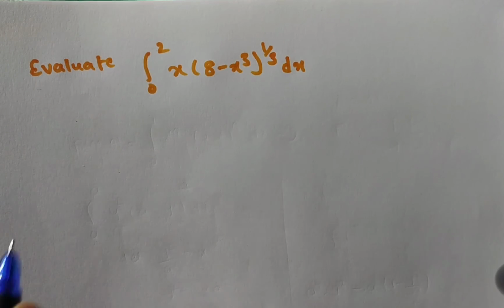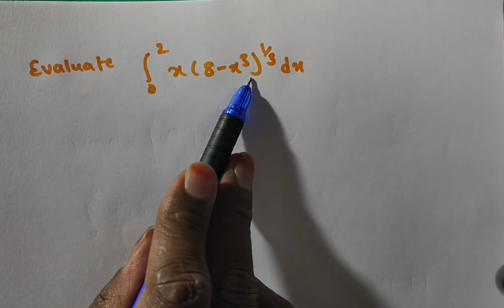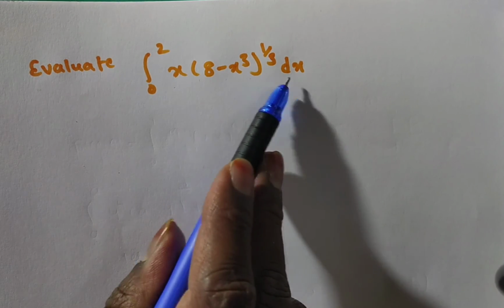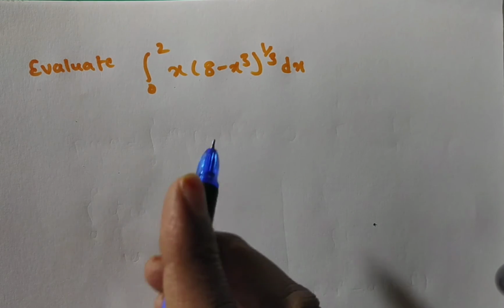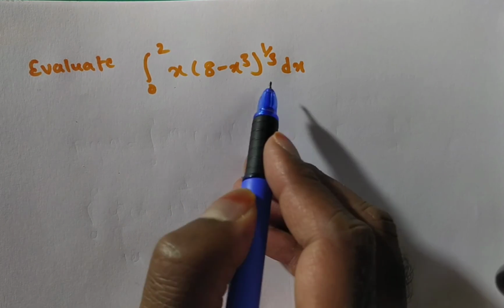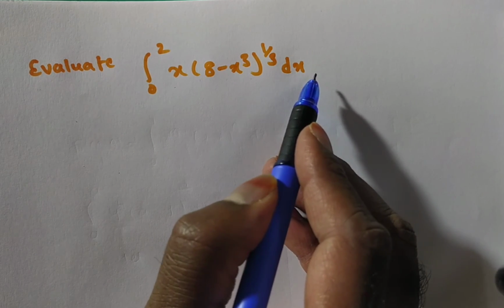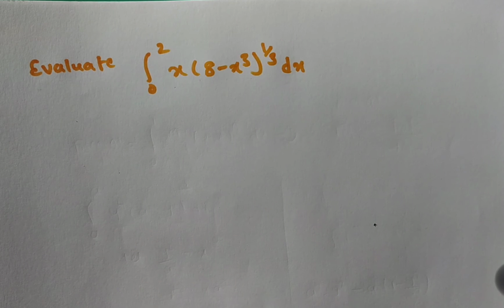Next we will discuss: evaluate the integral from 0 to 2 of x times (8 minus x cube) whole to the power of 1 by 3 dx. Friends, this is also a similar problem. So what we have to do in this case is express this integrand into beta of m comma n and evaluate. They have given evaluate only. So by using the relation between beta and gamma, we will do this problem completely.